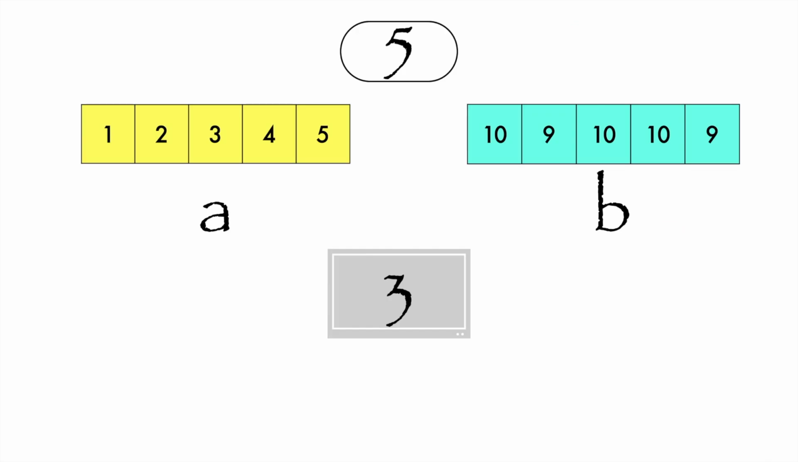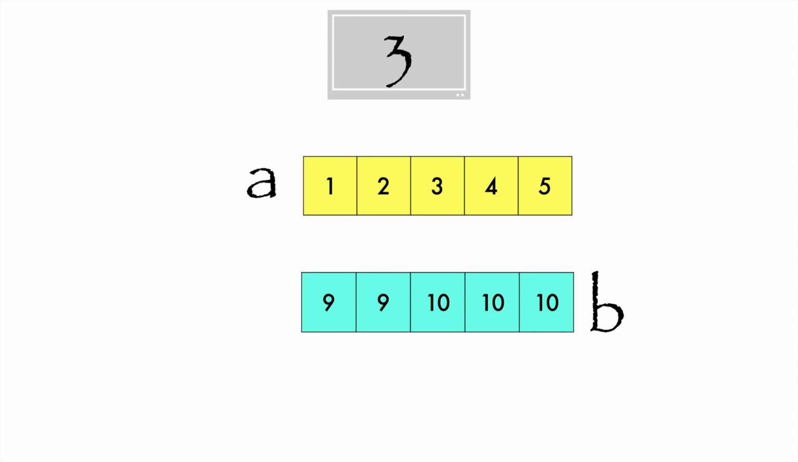Test case number 3. We are given the first array to be 1, 2, 3, 4, 5, already sorted. Array B to be 10, 9, 10, 10 and 9. So let's first sort them. Fine, sorted. And we are given 3 moves that we can make to make the array A as maximum as possible. So here is the actual or more proper way where we can swap and make the array A to be as large as possible.